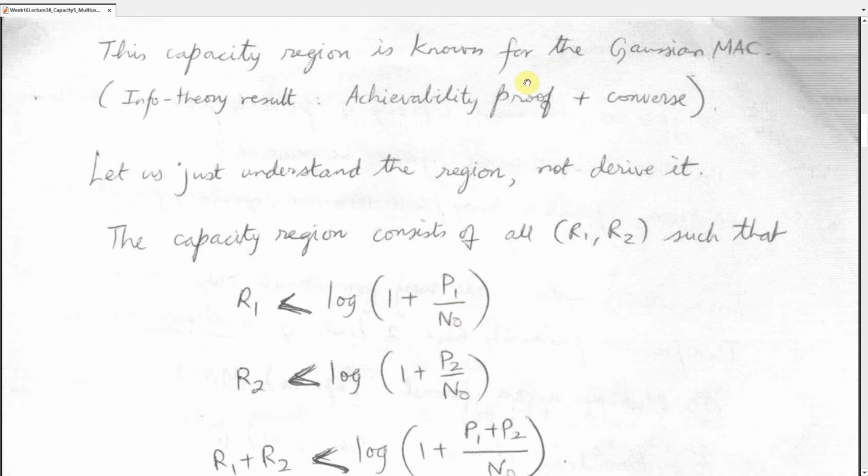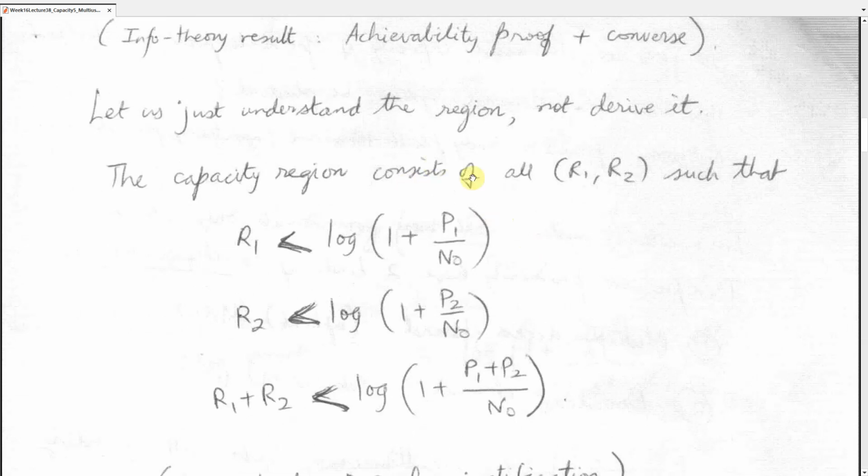This capacity region is known for the Gaussian MAC by information theoretic results, by achievability proof and the converse proof. Let us just understand this region first, and we won't go into the details of deriving it. The capacity region consists of all R1 and R2 such that we have three conditions. The first condition is R1 is smaller than log of 1 plus P1 over N0, and R2 is smaller than log of 1 plus P2 over N0. These two are single user definitions.